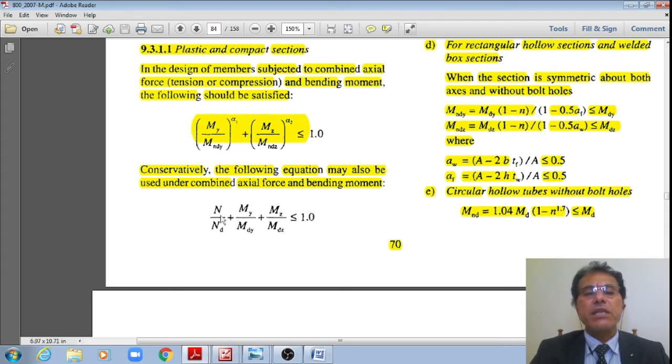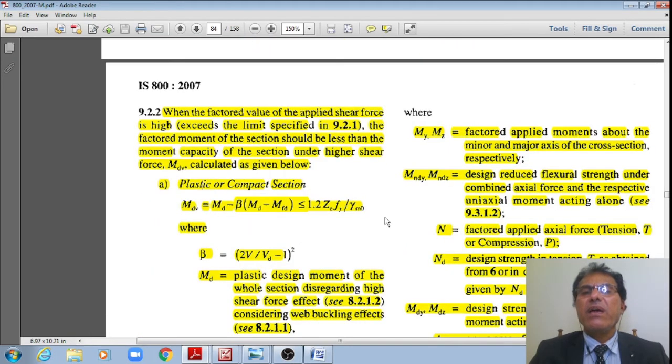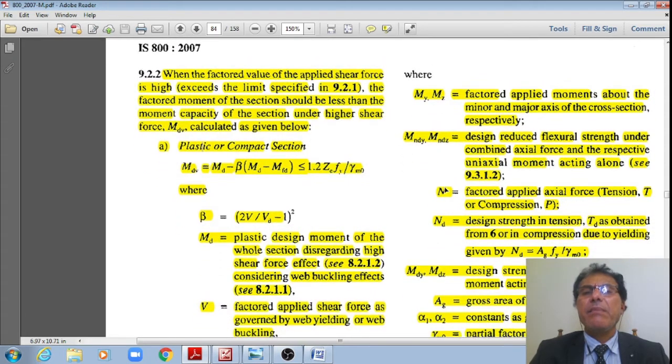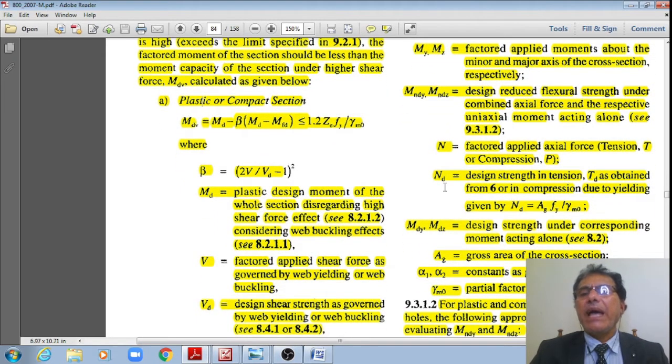Conservatively, it can be written like this also: N divided by Nd plus My divided by Mdy plus Mz divided by Mdz should be less than or equal to 1, where My and Mz are the factored applied moments about the minor and major axis, and Mndy and Mndz are the design reduced flexural strength under the combined axial force corresponding to this uniaxial bending acting alone as per clause 9.3.1.2, and N is the factored applied axial force, either tension or compression.